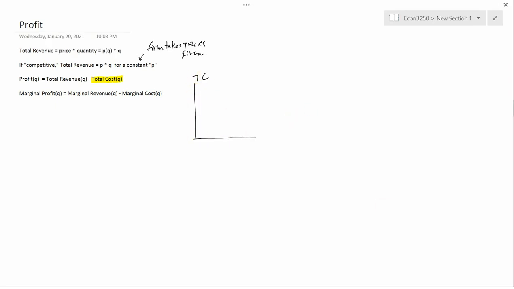So TC is an abbreviation for total cost, and TR is an abbreviation for total revenue. I guess I didn't write that down. TR is total revenue and TC is total cost versus quantity. And we're going to assume it has this kind of shape, which is called convex. For those who know calculus, the second derivative is positive.